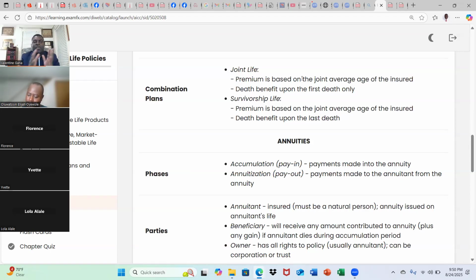So you have husband and wife on the same policy. When one person dies, they pay the death benefit. They don't pay anything when the second person dies. So joint life equals first to die. They pay when the first person dies.